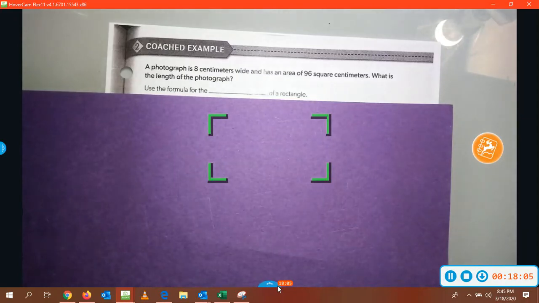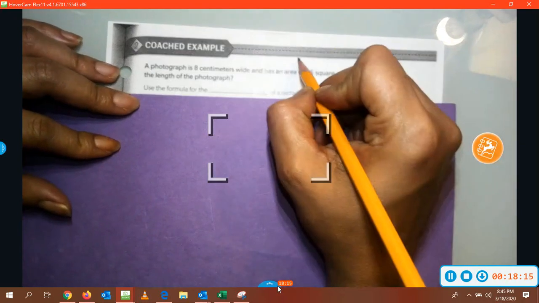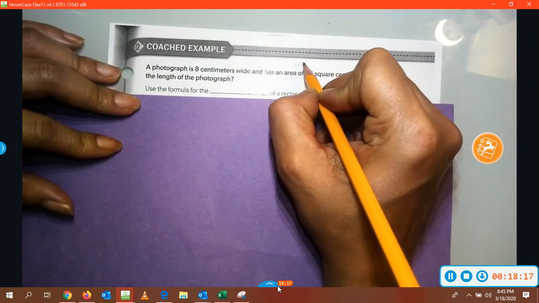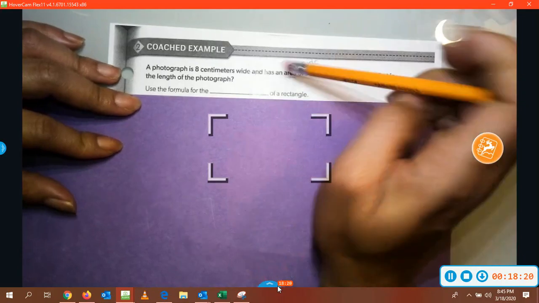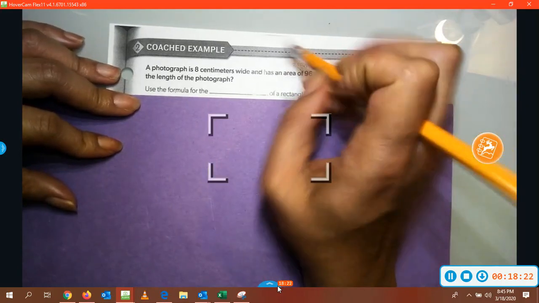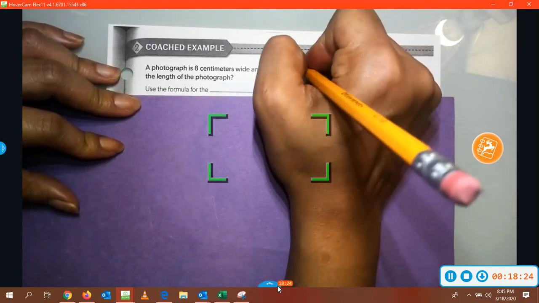A photograph, sorry, hold on, let me get it focused. There we go. Okay. A photograph is 8 centimeters wide and has an area of 96 square centimeters. So you're talking about area. So the area means what? It's the inside of the photograph. Right there, that inside. What is the length of the photograph?